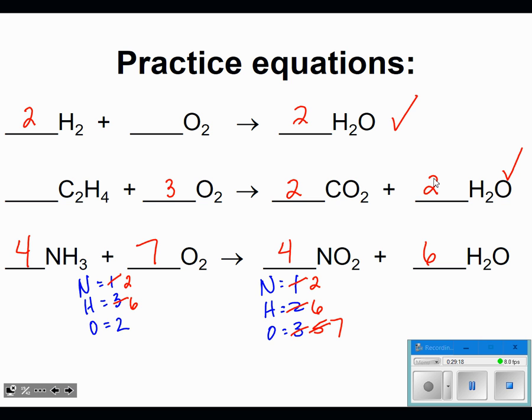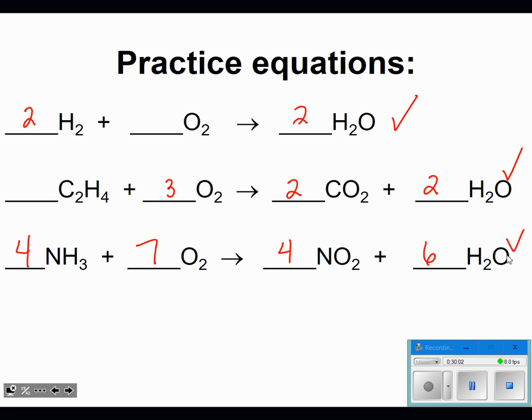On my nitrogens, I have 4. On my hydrogens, I have 4 times 3 is 12. And on my oxygens, I have 7 times 2, which is 14. On this other side, I have 4 times 1 is 4. I have 6 times 2 is 12. And on my oxygens, I have 4 times 2, which is 8, plus 6 times 1, which is 6, which equals 14. I am balanced. It is complete, and I'm good to go. That one is a more difficult one, I will tell you. It takes a little bit of time to get used to doing ones like that.